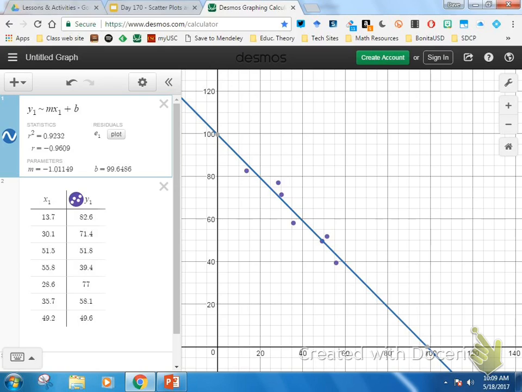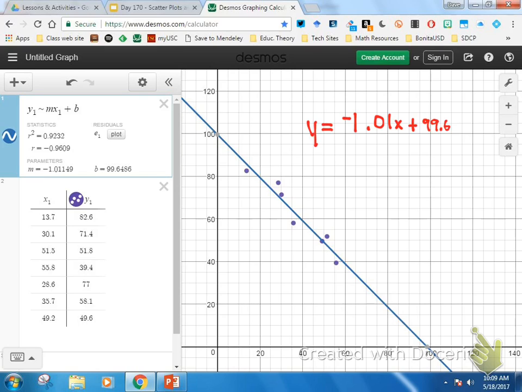Okay, so now we can write down our line of best fit, y equals our slope of negative 1.01 x plus b. Our b is 99.6. Okay, cool, that's our line of best fit. So we could see our slope is negative, right? Slope of negative 1. So that means as your latitude increases, meaning you get farther away from the equator, what happens to your temperature? It goes down 1 degree. Does that make sense? As latitude increases, the temperature goes down 1 degree. Right?